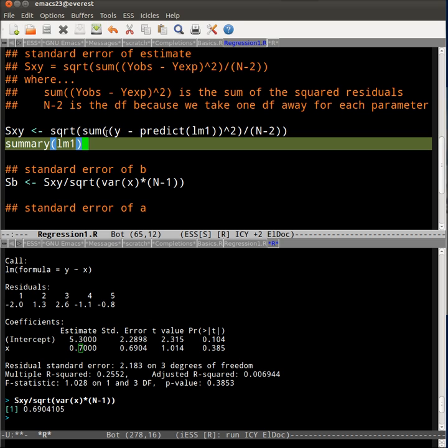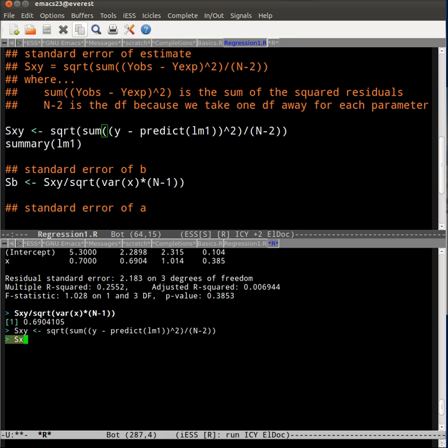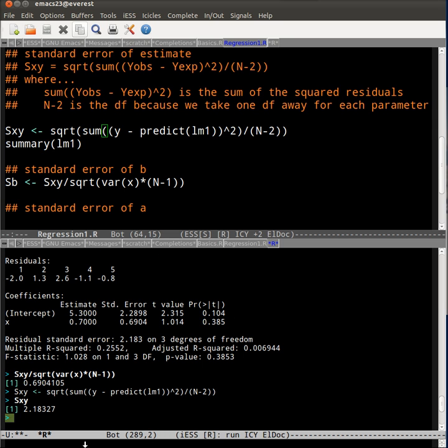So the way we calculate this, I have the calculation, and I'm going to type in SXY, and you see here it's 2.18327. And if you look at all of the output for our LM1 model, that's just the name I gave our first regression, you'll see here residual standard error 2.183 on 3 degrees of freedom.